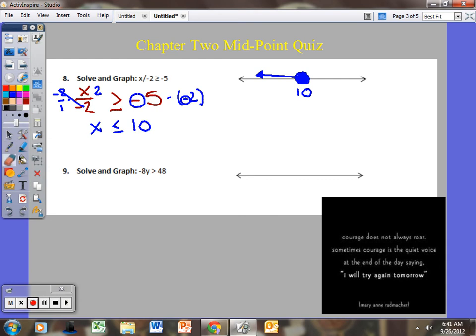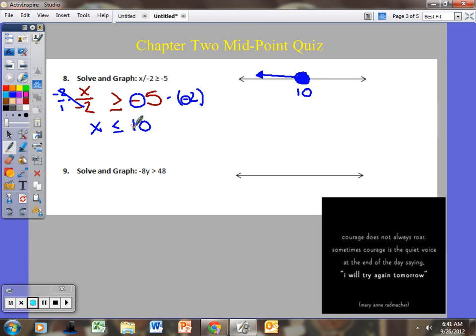Now again, if you mistakenly did not flip the inequality symbol, then you'd have x must be greater than or equal to 10. If you were then to check your solution set, and let's pick a number that's greater than 10, let's pick 12. 12 divided by -2 is -6. Is -6 greater than or equal to -5? No, it's actually less than. So that would have been an indicator that you forgot to flip the inequality symbol.